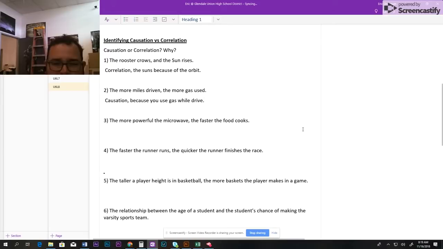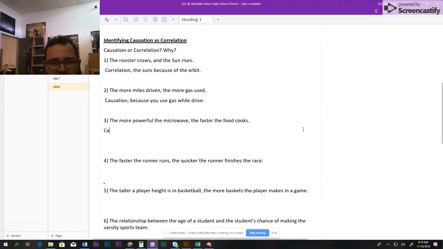The more powerful a microwave, the faster the food cooks. That is a causation. Okay? Why? Because the power of the microwave puts more energy into the food, which makes it cook faster. That's how a microwave works.